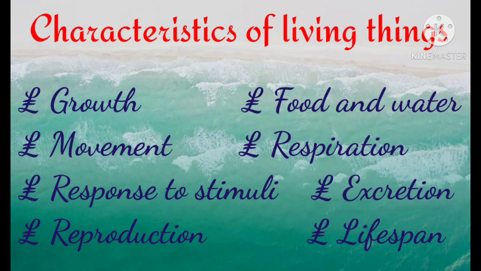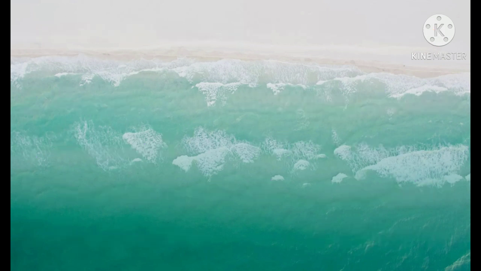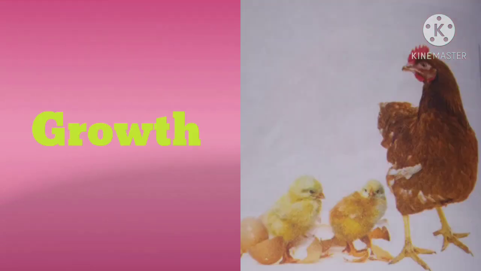The rich variety of life on the earth includes plants, animals, fungi, and microorganisms. No matter where they live and how different they are, all living things have certain common characteristics. First one, growth; second one, food and water; third one, movement; fourth one, respiration; fifth one, response to stimuli; sixth one, excretion; seventh one, reproduction; and last, lifespan. Let us see one by one.